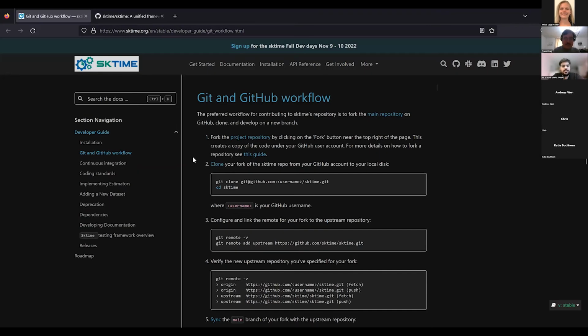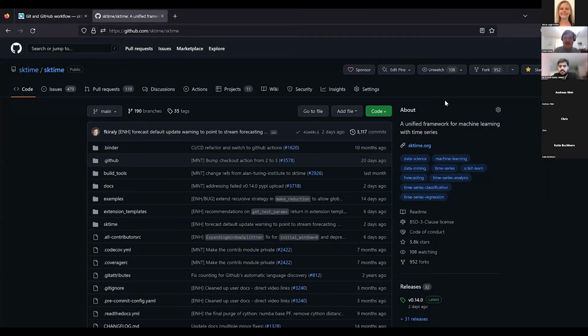Yeah, got it. All right, this is the main documentation page on Git and the GitHub flow. And the first thing you need to do is to create a fork of the sktime repository. All right, so you can do this here. Create a new fork. That will create a new fork in your account.